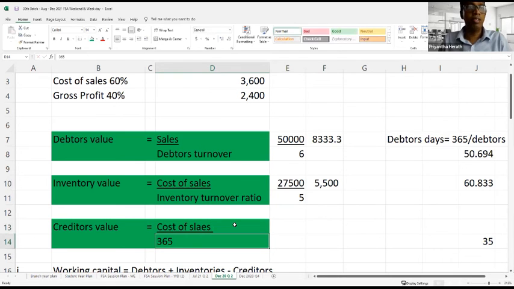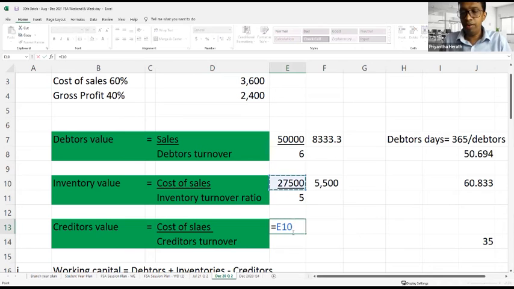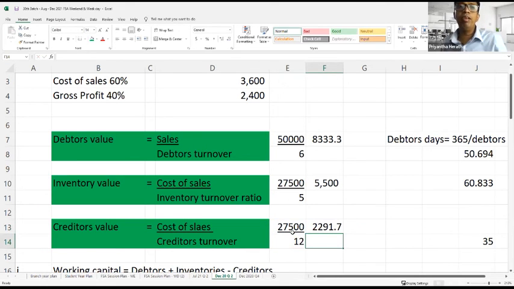And cost of sales divided by creditors turnover. Creditors turnover. Cost of sales again 27,500 and creditors turnover 12. So the creditors value answer is the same kind of question. The only difference is the numbers, right?